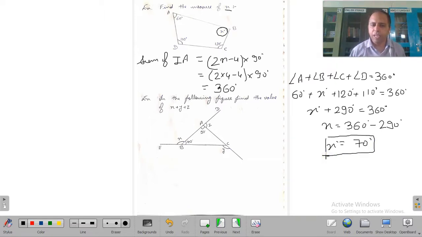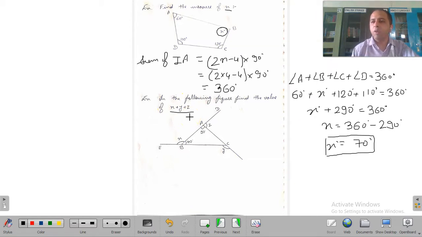Okay, let's do one more example. In the following figure, find the value of angle x plus angle y plus angle z. Now you can see in this example that angle x, angle y and angle z are the exterior angles. So how can we find out their value? We have to find out the value of x plus y plus z.